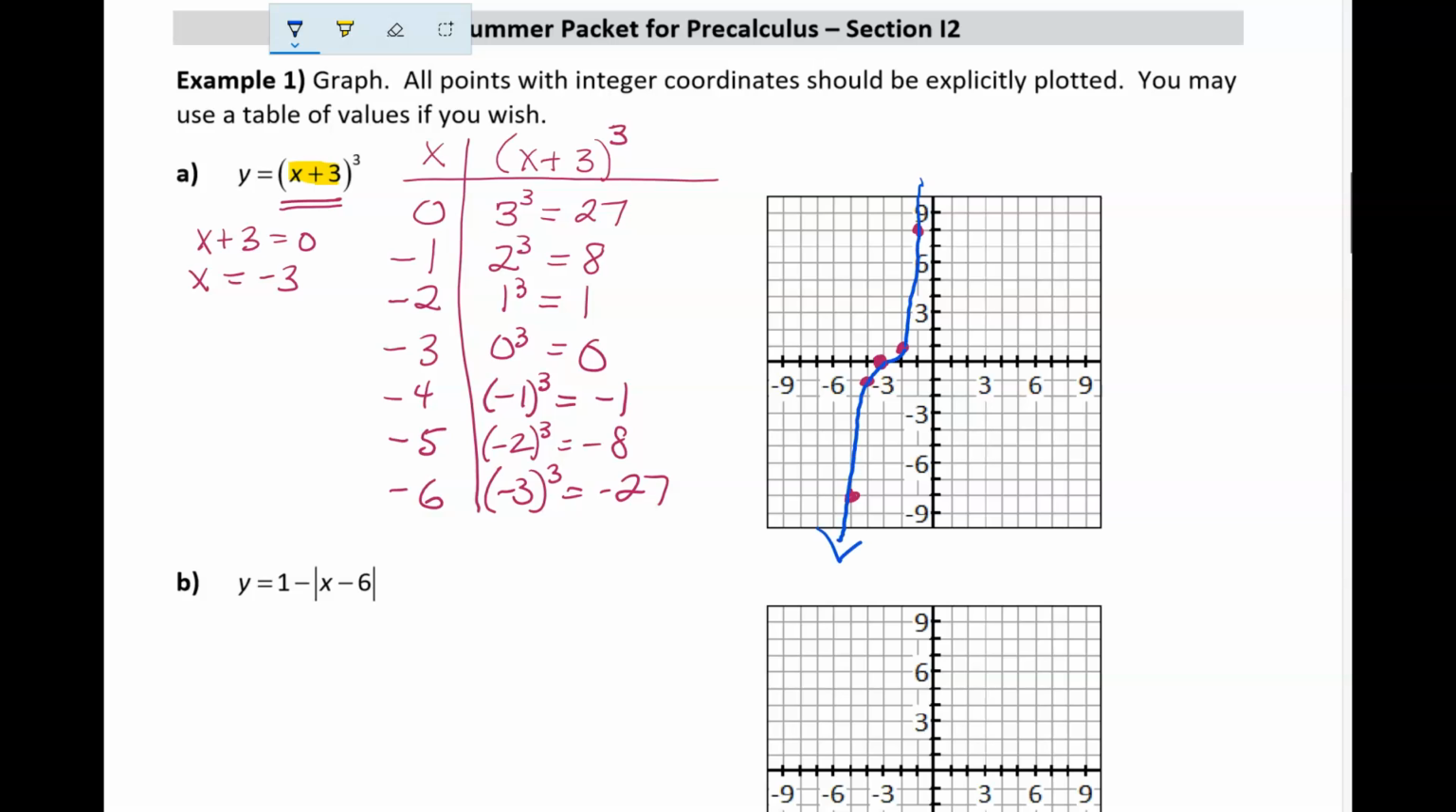And now we're going to connect them with a nice smooth graph. That one looks like a water slide. That's, if you remember, that's what a cubic function looks like.